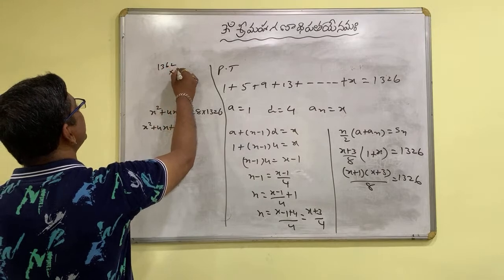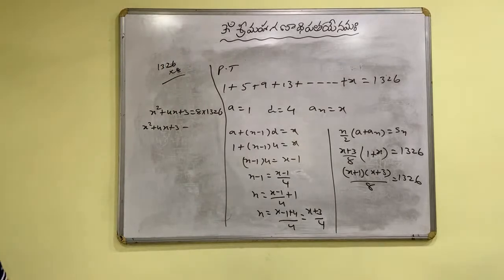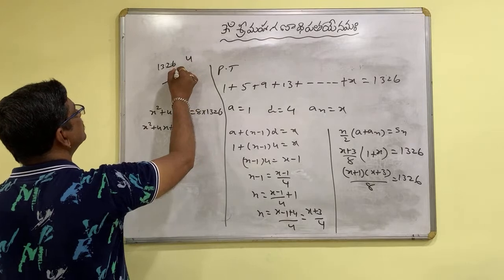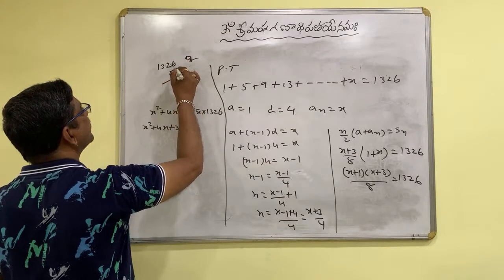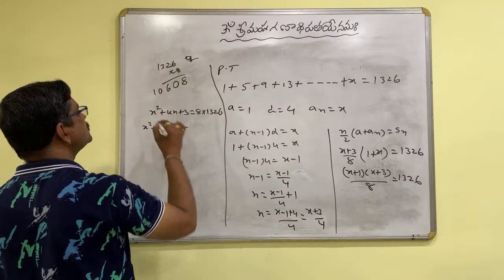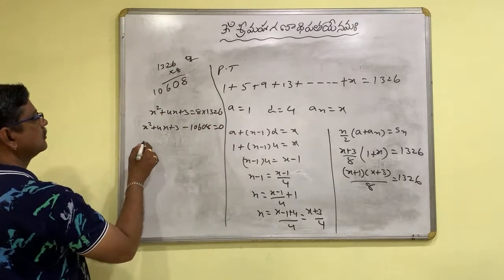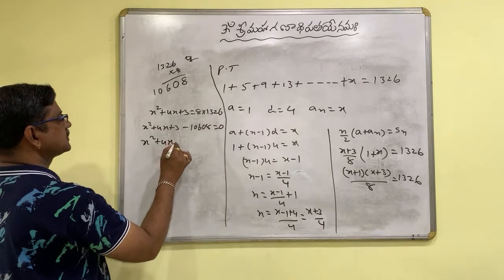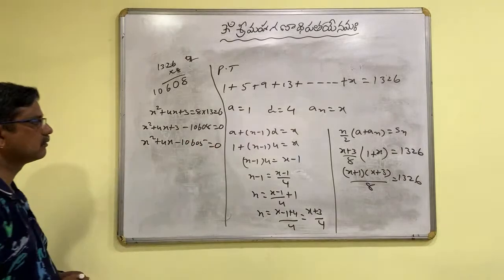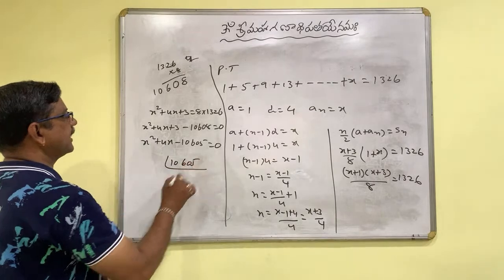1326 into 8. 8 sixes are 48, 16, 20, 24, 26. 10608 is equal to 0. So x square plus 4x minus 10605 is equal to 0. Now you need to take prime factorization for 10605.